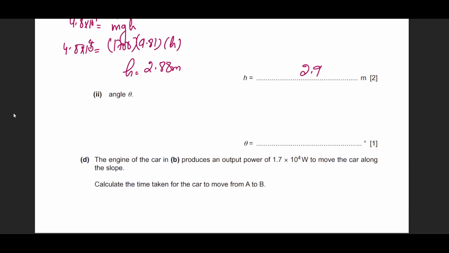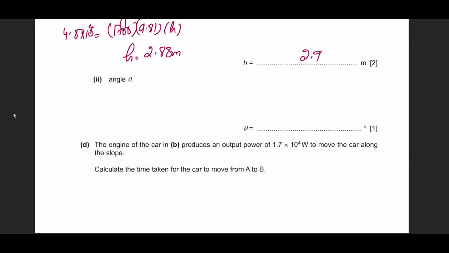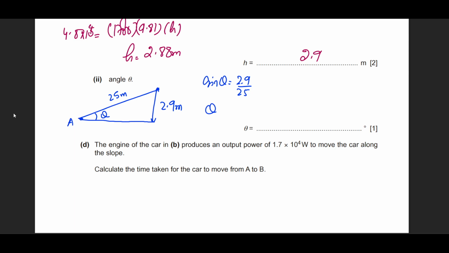Now he asks you to calculate the angle theta. Very easy to do that in terms of trigonometry. From point A to point B, it has covered a distance of 25 meters, and to get from A to B, it has covered a vertical distance of 2.9 meters. So what will be this theta? Simple as that. We're going to use sine theta. So sine theta is equal to 2.9 divided by 25, and then you take sine inverse over there. So theta becomes 6.7 degrees.